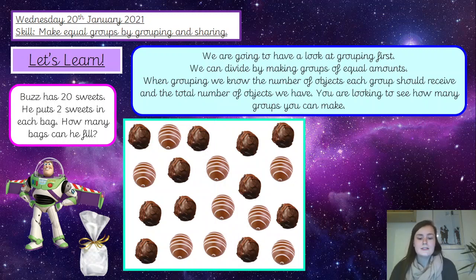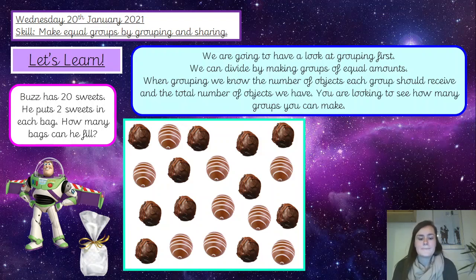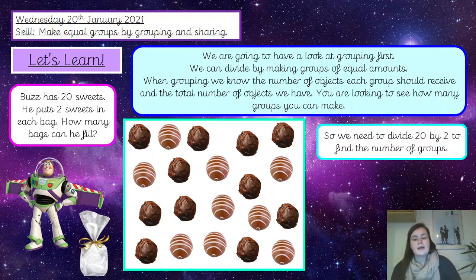He's got 20 sweets, so these are his sweets or chocolates, and he's going to put 2 in each bag. So he's going to group 2 together, and then we're going to find out how many groups he's then got in total. So pause the video and have a little think about that question. Okay, so this number sentence would be 20 divided by 2 because we need to find the number of groups that we're going to have in total.